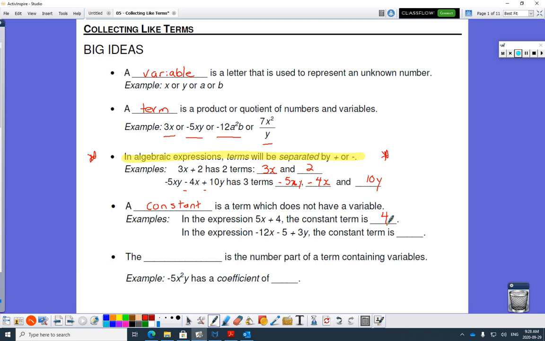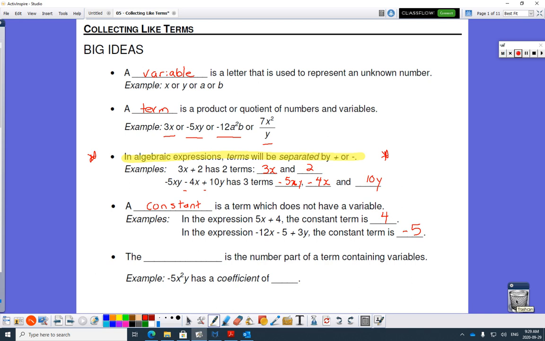In the expression negative 12x minus 5y plus 3y, the constant term is 5. Or is it negative 5? Yeah, it's 5 or negative 5, or maybe you subtract 5. So if you put a negative there, I'm with you. I totally get what you're saying. Yeah, so more later. The blank is the number part.